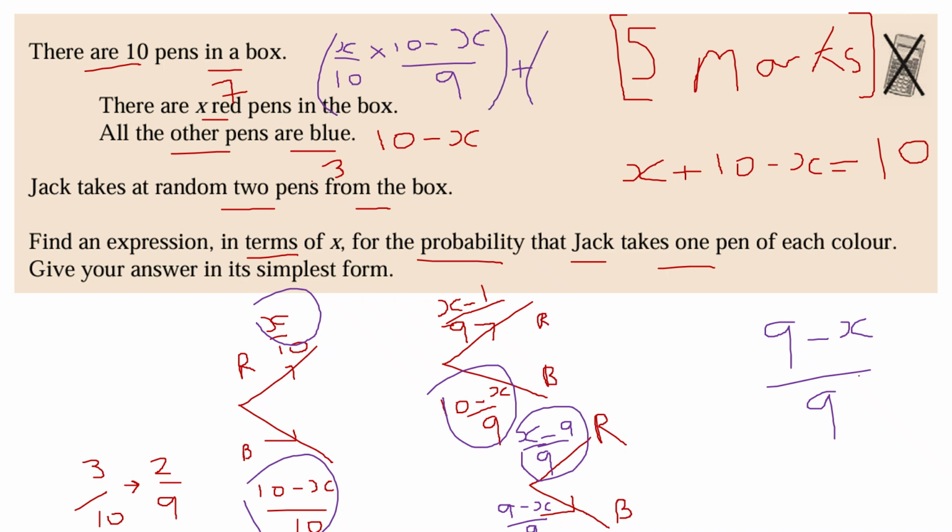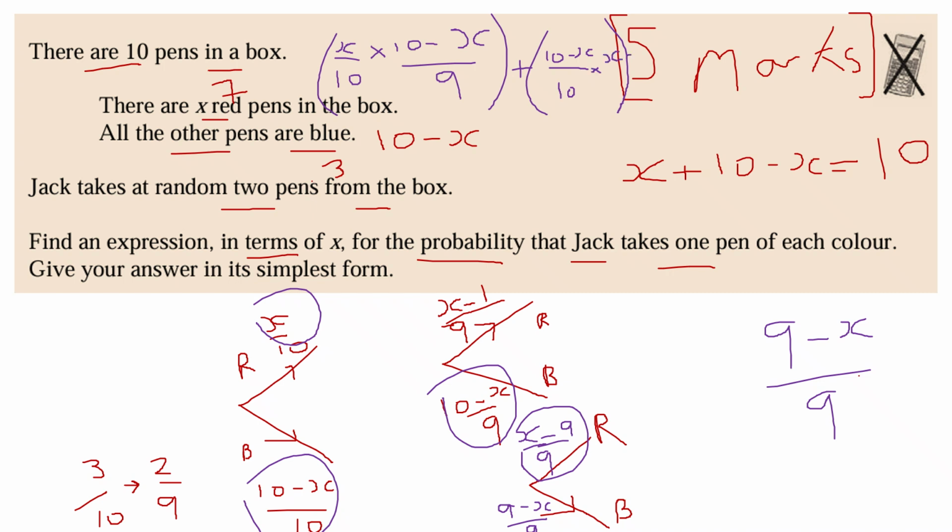okay. Sorry guys, if I'm not doing this perfectly, but it is definitely a trickier question. Obviously worth 5 marks on a past paper. So this and this, and then plus 10 minus x tenths times x minus 9 ninths.